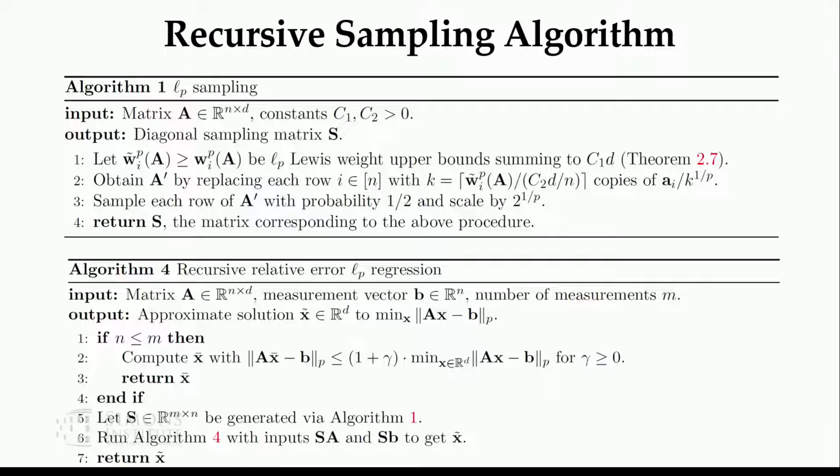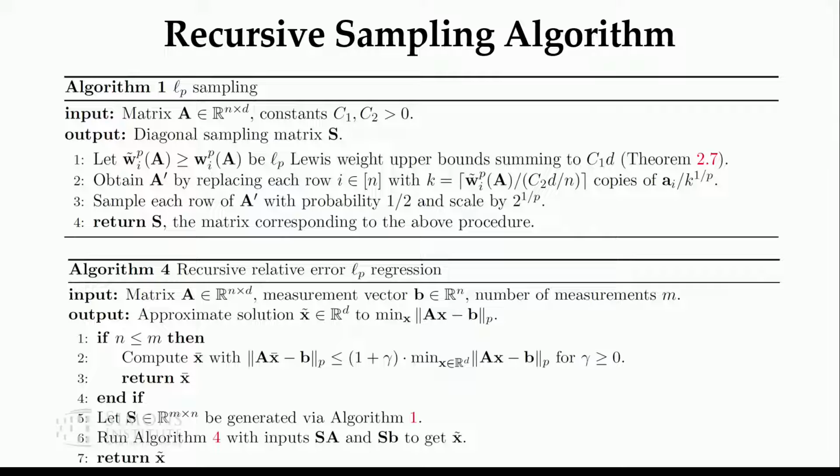And so what is the recursive algorithm for LP regression? The idea is if the number n is small compared to the number of samples you want to make, then you just solve regression by reading all the labels in the B vector. Otherwise, n is large, and you just replace A with S times A by calling this algorithm, and replace B with S times B by calling this algorithm. You don't actually have to read the entries in B to do that.